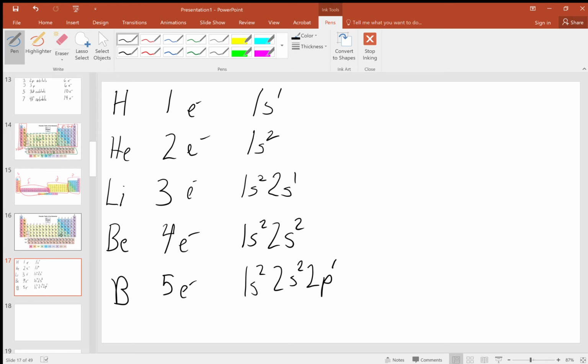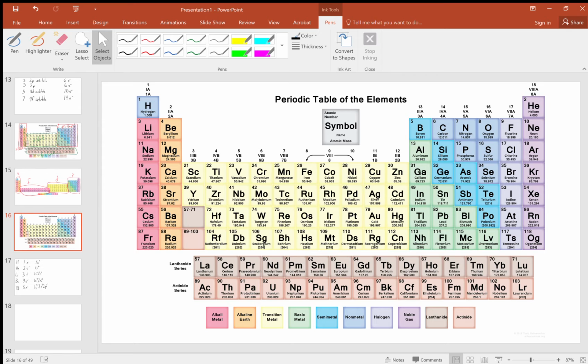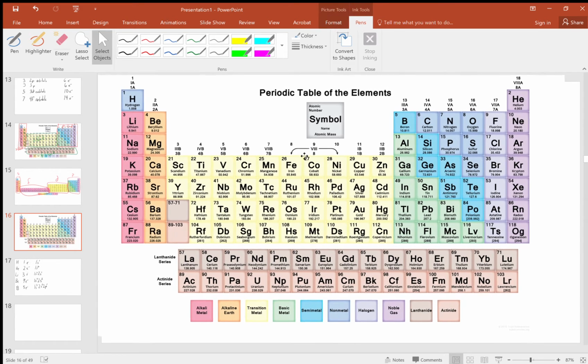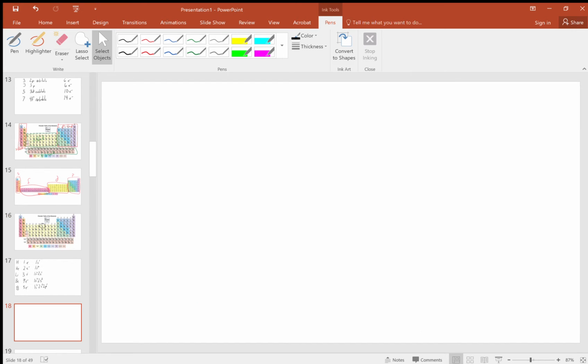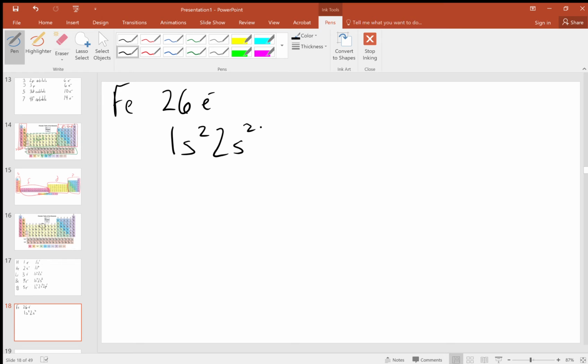So let's jump down and do something more complicated now. Let's do iron. So iron has 26 electrons. So 1s2, 2s2. Then as you saw, we go on to 2p. How many electrons can the 2p hold? 2p can hold a total of 6. So far, we can keep a running total. That's 10 electrons.